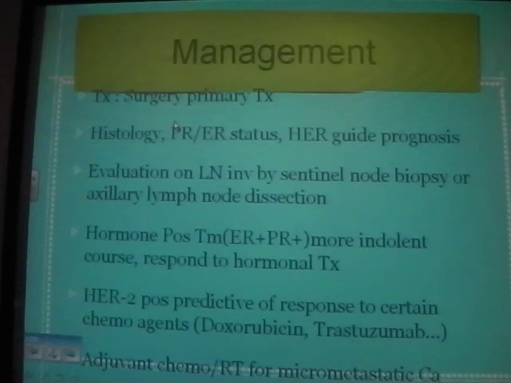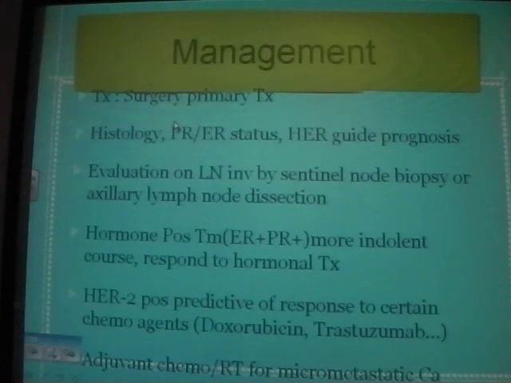As I mentioned before, the hormone-positive tumors which express the receptors have a lower growth rate, so they have a mildly more indolent course and respond quite well to hormonal treatment. Have you heard of any hormonal treatment? You probably know at least one of them. Yeah? Someone said tamoxifen, that's right, that's the most famous one, and it's still the background of treatment.